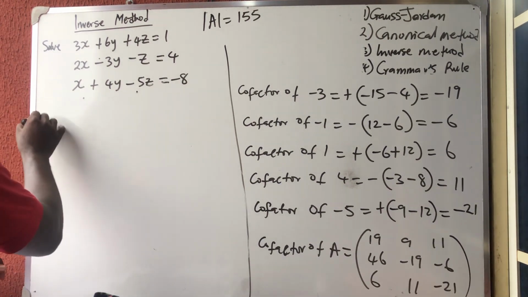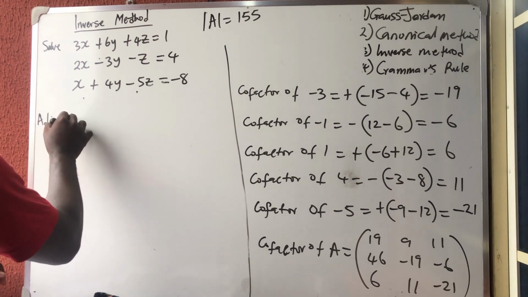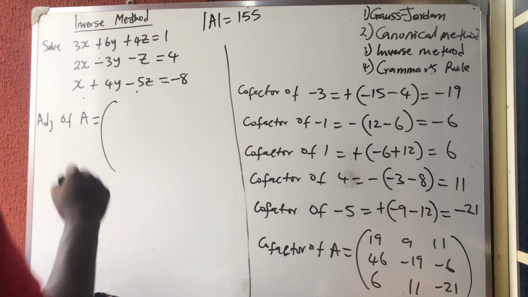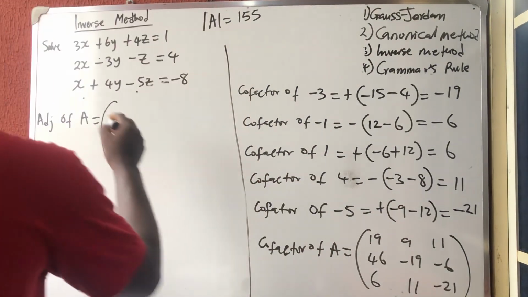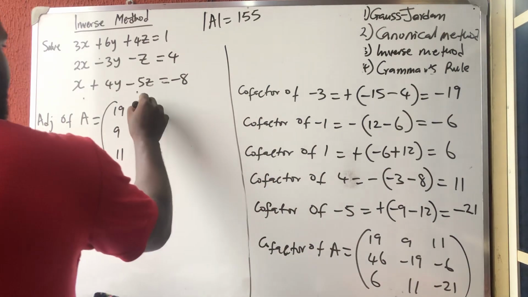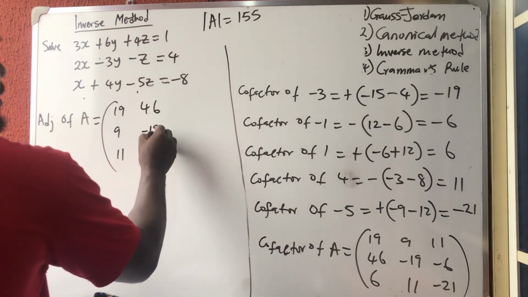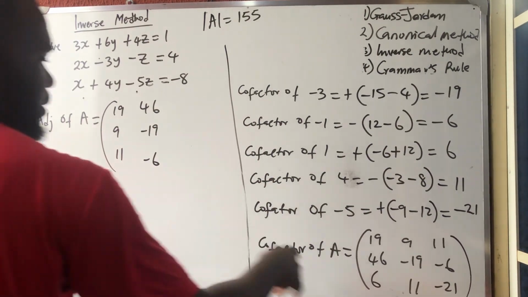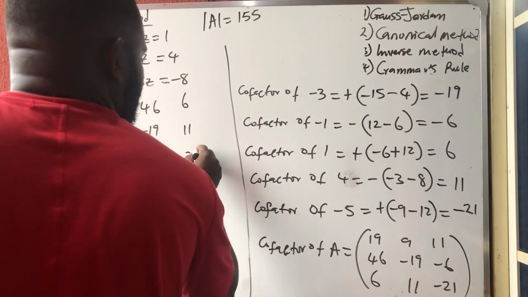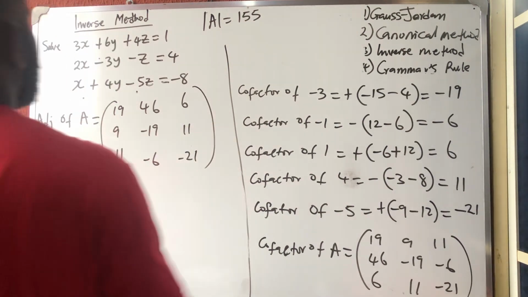So adjoint of A. Adjoint of A is simply the transpose of the cofactor. That is, stand this one, that is 19 here, 9 and 11. Stand the other one, 46 minus 19 and minus 6. Stand the last one, 6 11 and minus 21. Okay, so this is it.